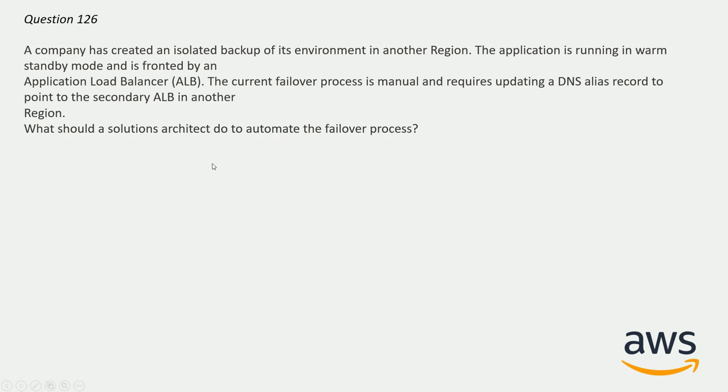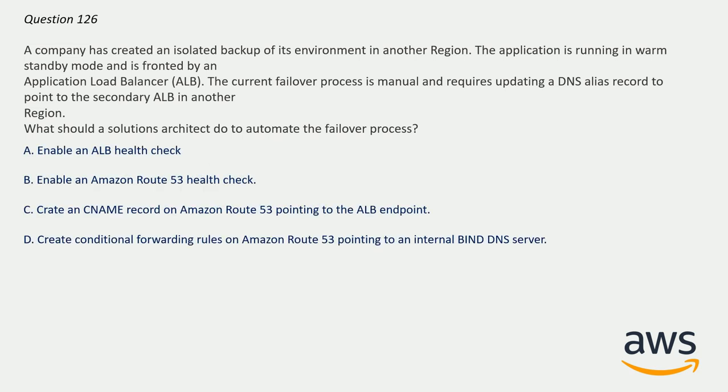And here are the options. And the correct answer here will be option B. Enable an Amazon Route 53 health check. This is because with a Route 53 health check, you can use active-passive failover. By using that, you will be able to automate the failover process. And now question number 127.